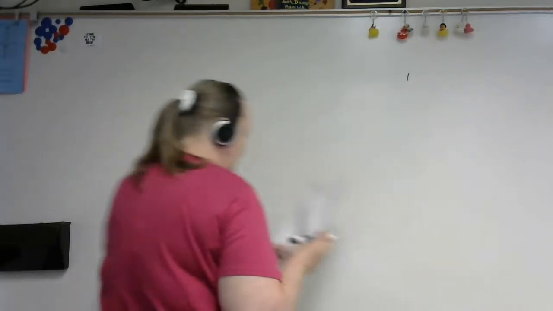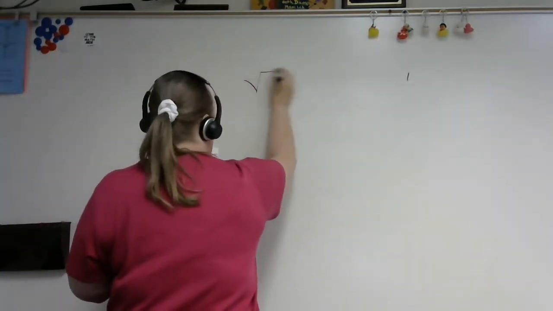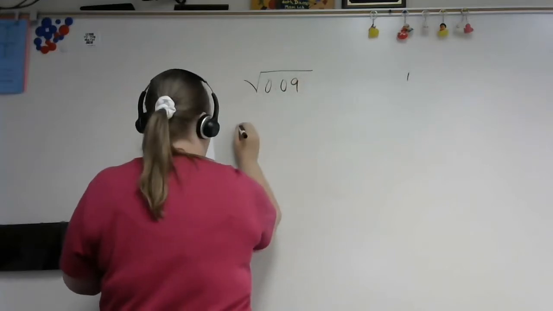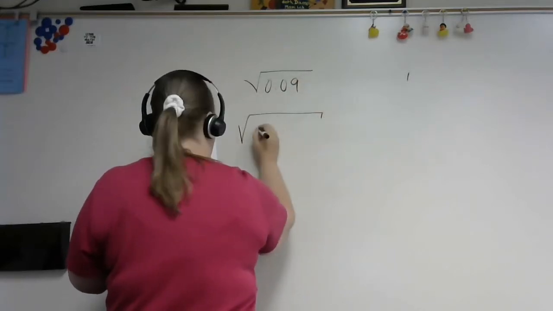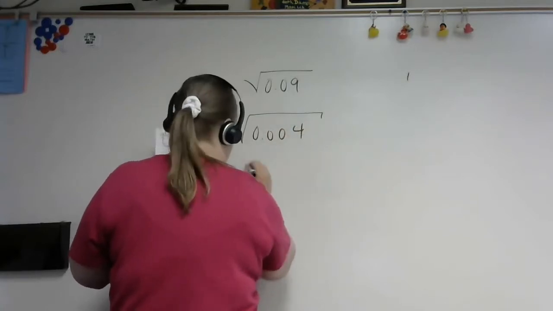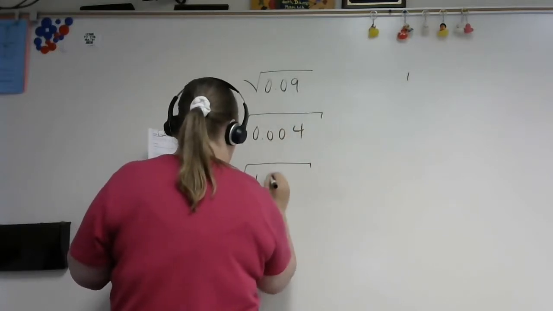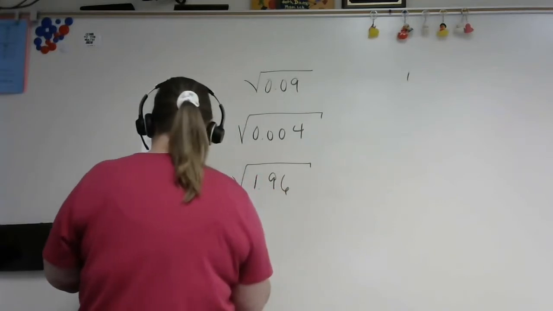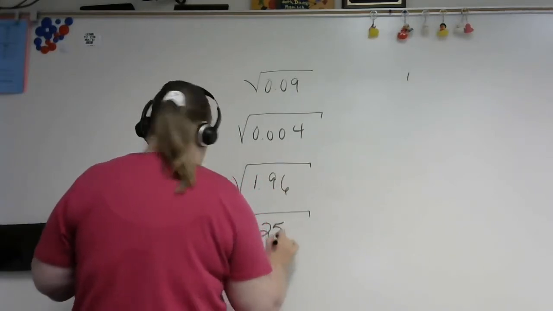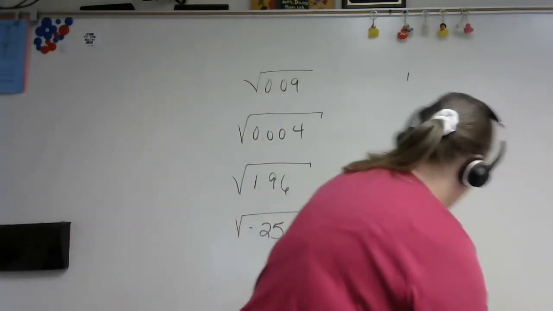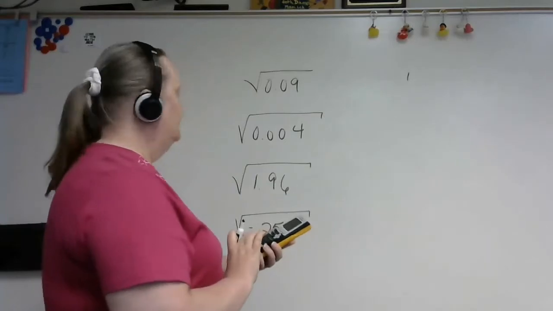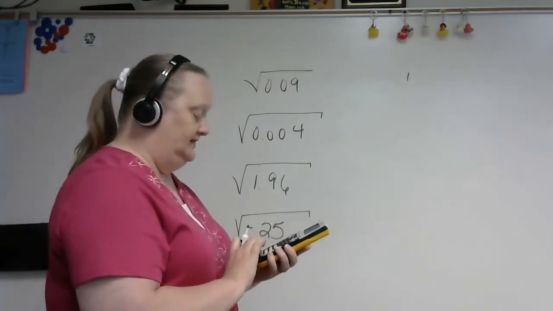Let's do the square root of 0.09, the square root of 0.004, the square root of 1.96, the square root of -25. Again, we're just placing those in the calculator. The square root of 0.09.